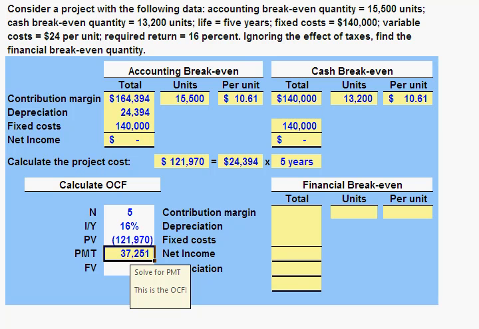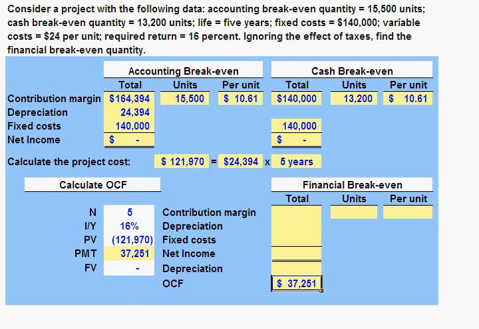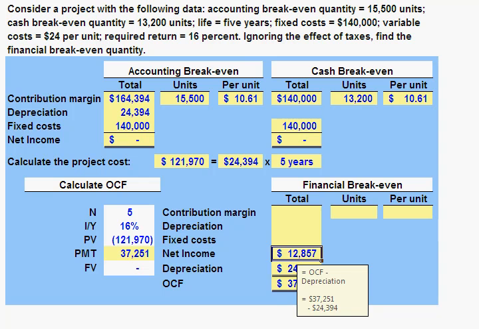Let's go ahead and calculate then our financial break-even in terms of units. We need to generate $37,251 in annual operating cash flows, and our operating cash flow is net income adding back depreciation expense, which was in this case $24,394. That was calculated above. Therefore, we need to generate a net income each year of $12,857. This is our operating cash flow minus our depreciation expense.